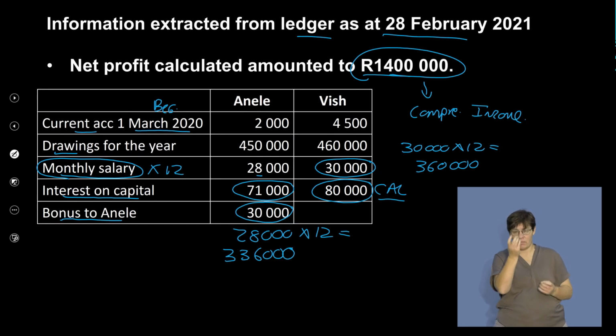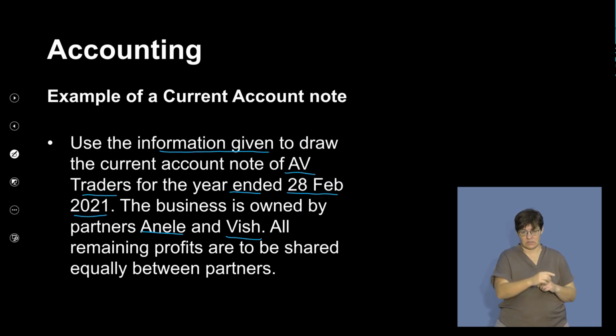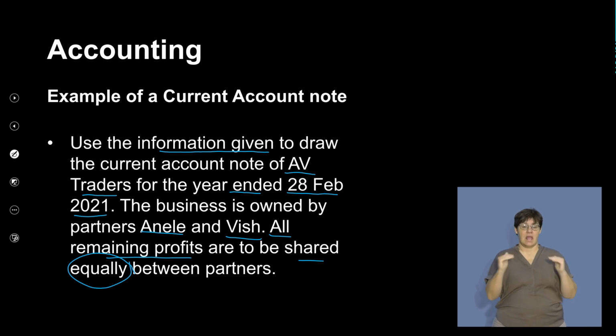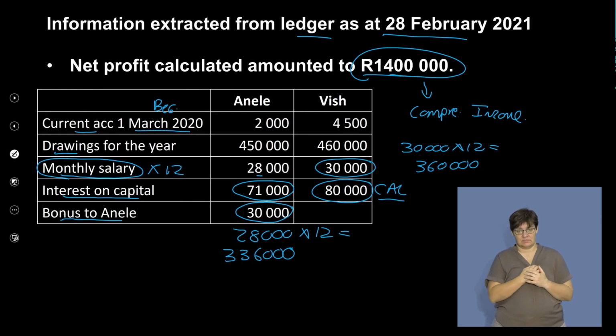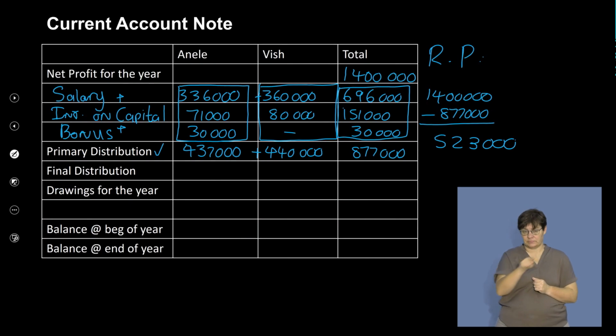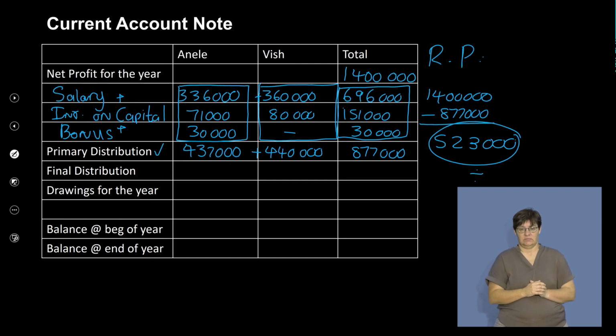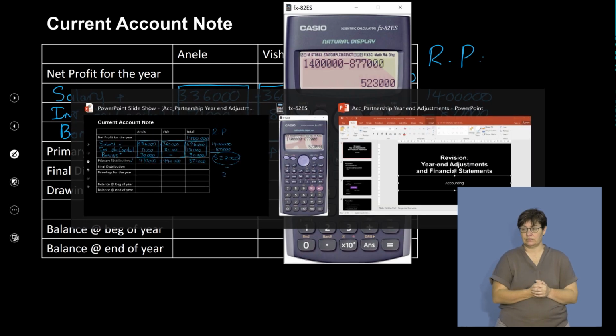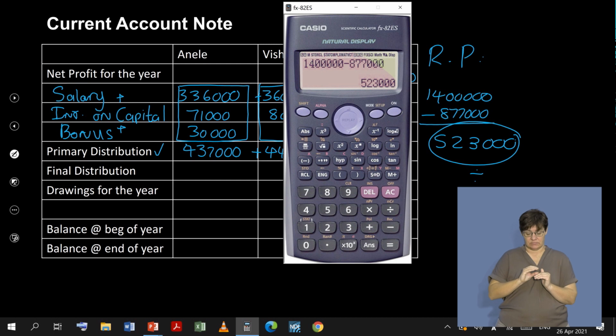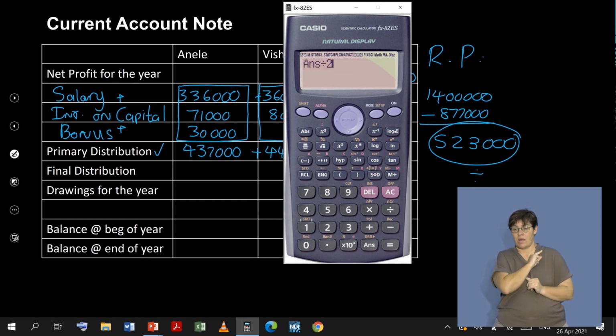Okay, so looking at the information, I think it was at the beginning of the exercise, right? The last point, all remaining profits are to be shared equally between the partners. Right, so equally, very simple, very straightforward. All I'm doing is I'm taking my remaining profit and I'm simply dividing this by 2. Okay, you guys with me? Right, so let's do that. Let's get our calculator out. Right, there's my remaining profit. So I'm simply dividing it by 2 because obviously sharing equally between the 2 partners.